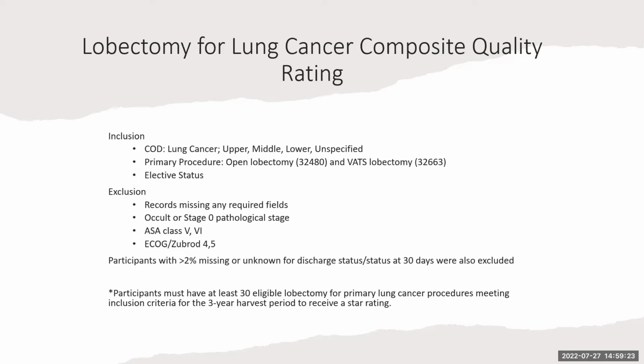Exclusions are any records that are missing the required fields, occult or stage 0 pathologic stage, and ASA of 5 or 6. We also have an exclusion of ECOG or ZUBROD of 4 or 5, so 0 through 3 are the ECOG or ZUBROD scores that are included. Also excluded are participants with 2% or greater missing or unknown for the discharge status and status at 30 days. And as most of us know, you have to have at least 30 eligible lobectomies in order to get a star rating for any 3-year harvest period.